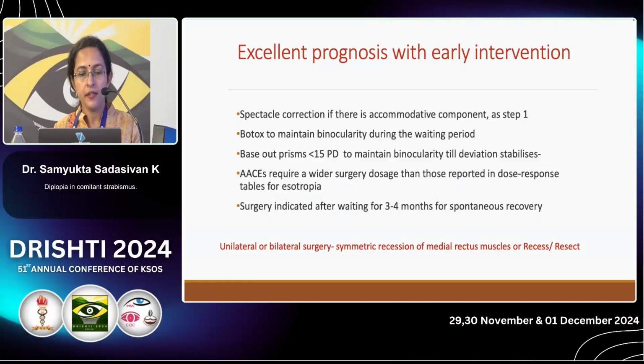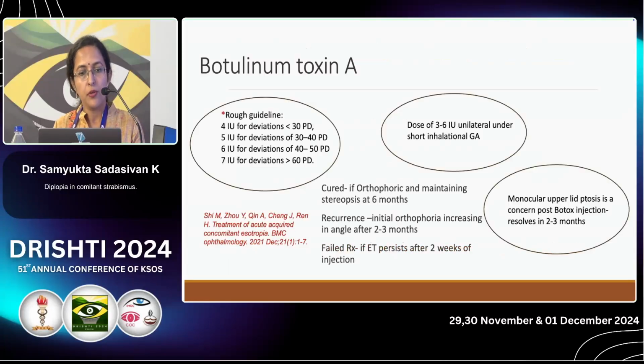And another interesting point is that we have to go for a wider surgical dosage than those reported in dose response tables for esotropia. So Botox, this is a rough guideline. You can give a range of 4 to 7 international units for deviations ranging from 30 to 60 prism diopters. Monocular upper lid ptosis is a concern, but it is something which resolves on its own.